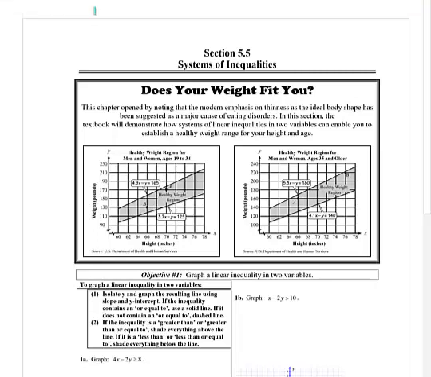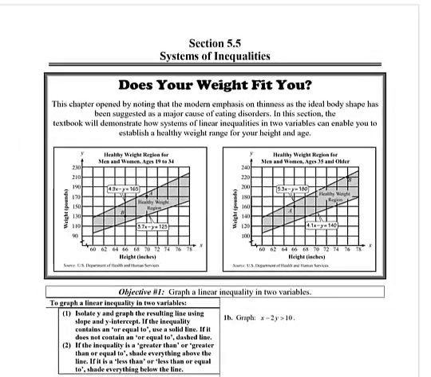All right, here we are. This is the last section in this chapter that we're going to cover. This section looks similar to the previous ones we've looked at. Section 5.1 was systems of linear equations. Section 5.4 was systems of nonlinear equations.